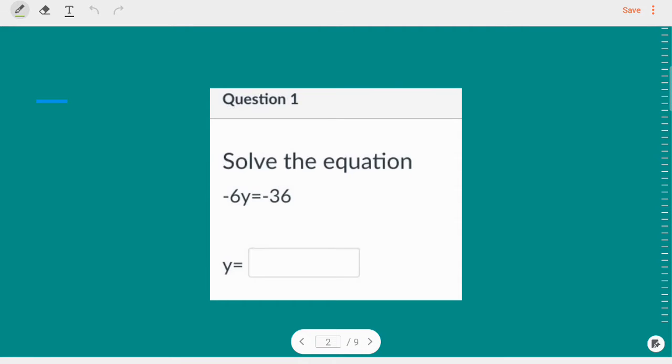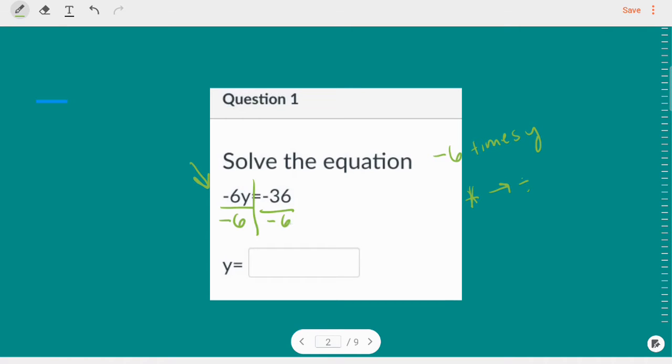Question number 1, solve the equation negative 6y equals negative 36. Please remember that I am looking for what operation is going on and how to undo that operation. So this is where my variable is. The operation that's going on, this says negative 6 times y. So multiplication is my operation. To undo it, I want to use division. So I'm going to divide by negative 6 on the side with the variable.